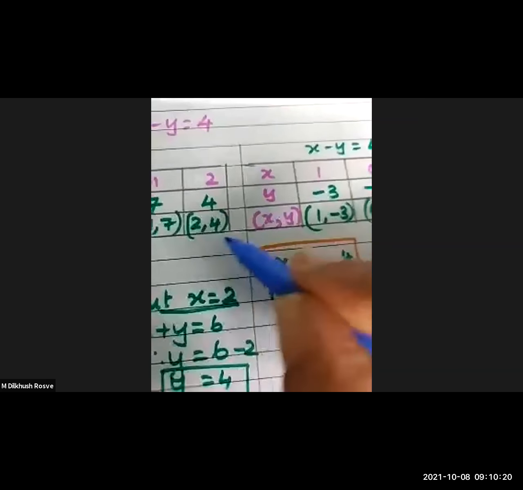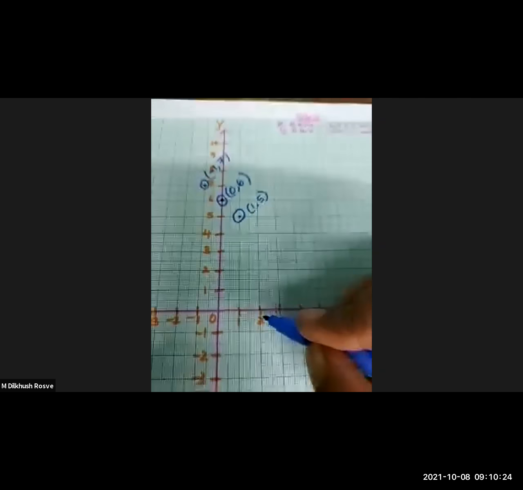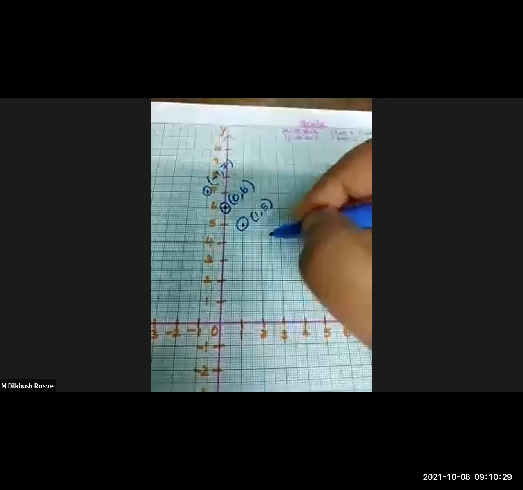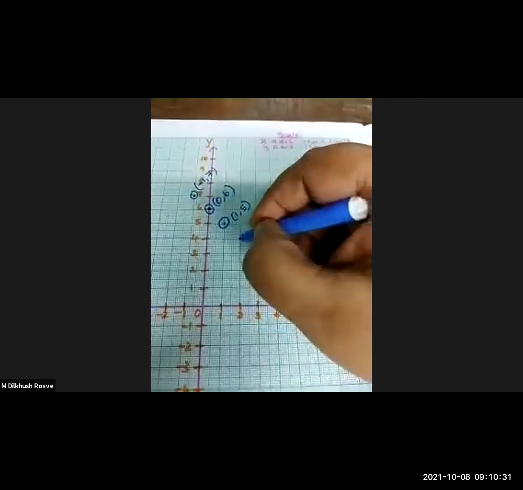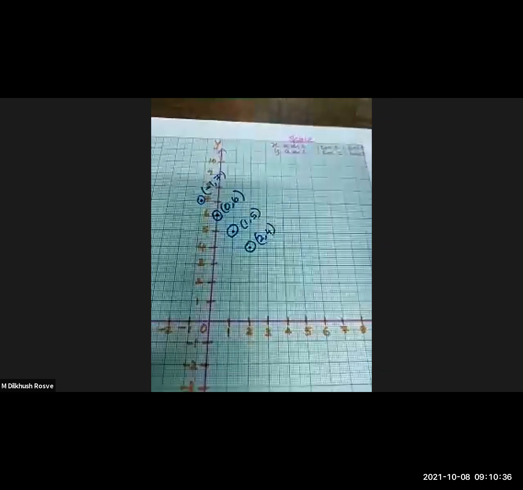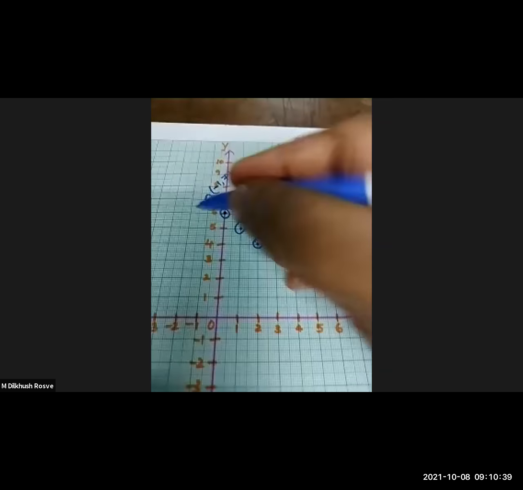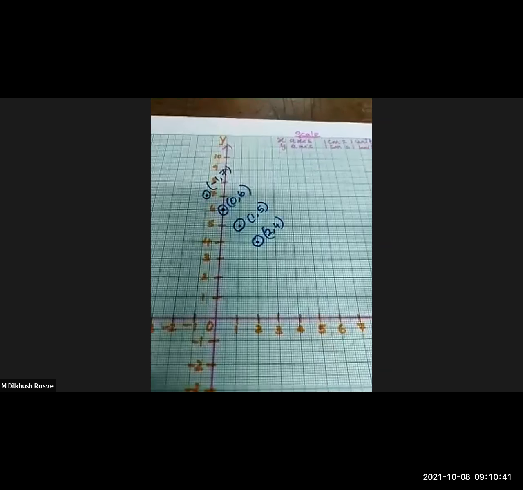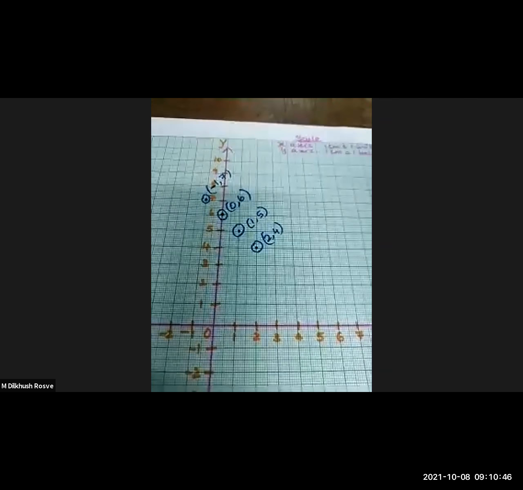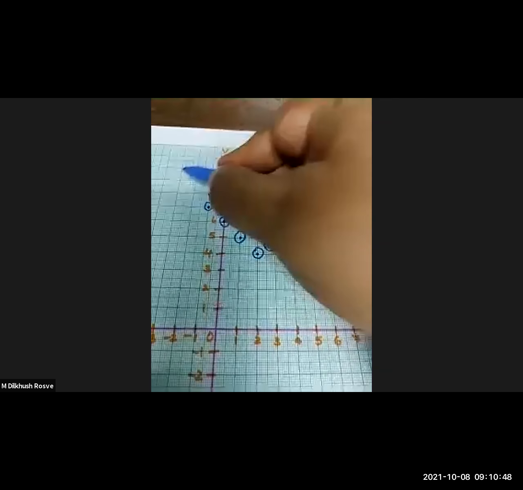Now the next one, 2, 4. So where will the 2 be? Positive. Positive means this side will come. 2 and 4 means here 4 is there, so you will get the point over here. 2, 4. You are getting it? Now you see all 4 points are in a line only. So they are not non-collinear points, they are collinear points. Clear, children? Now what you have to do, use the scale and join this. One minute, students.